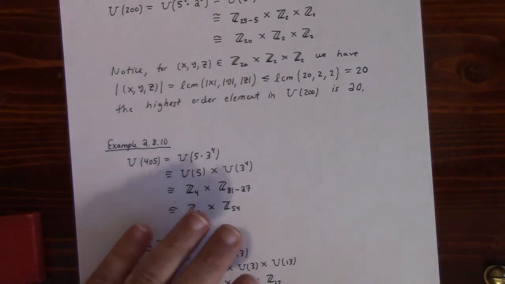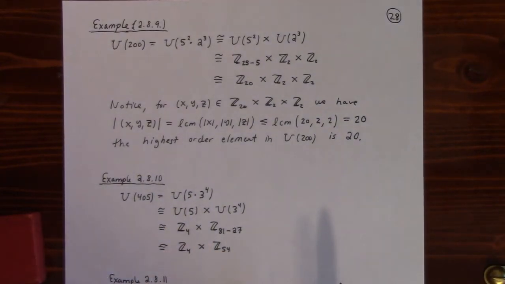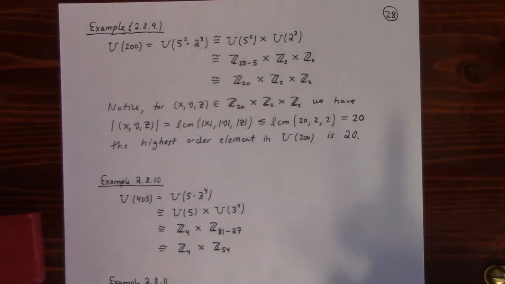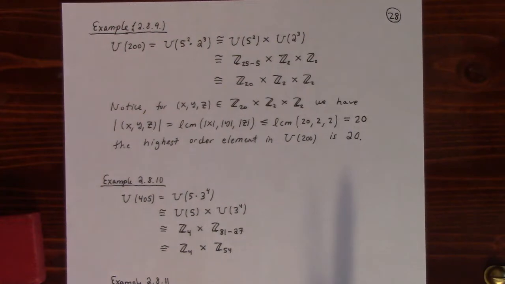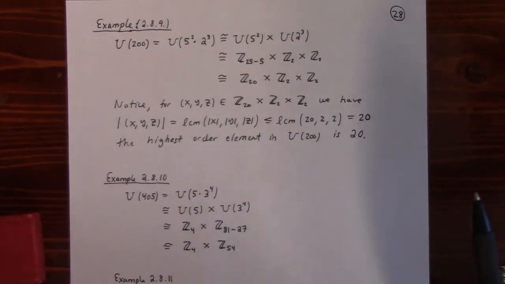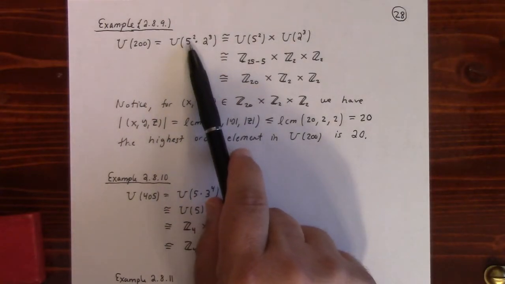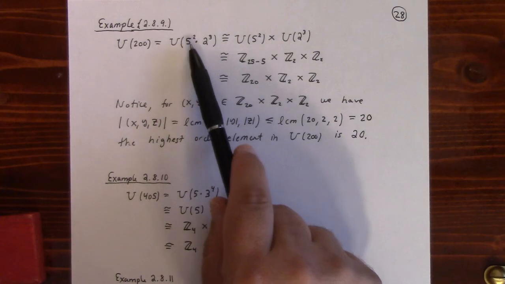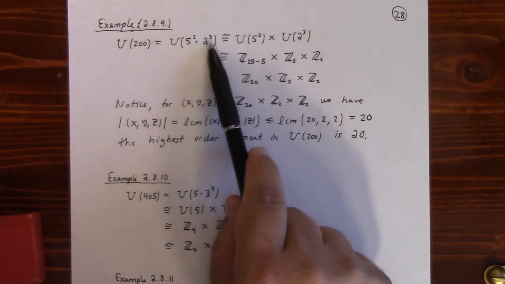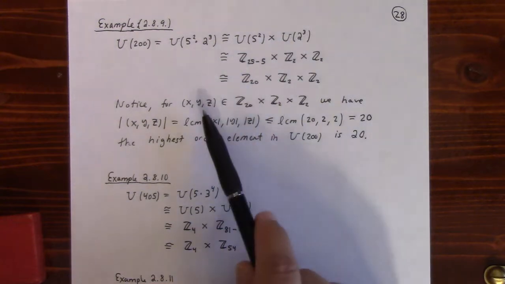Some examples. So we got this lovely theorem. Let's try to put it into practice. U200 is 25 times 8. So 25 and 8 are relatively prime. So that is U25 cross U8.